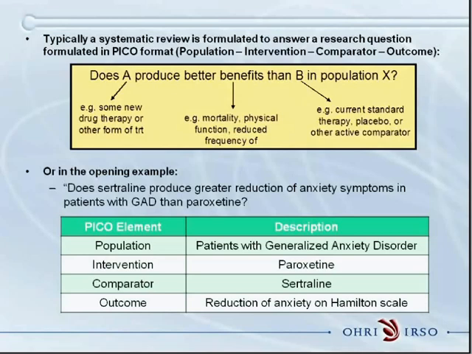We can certainly go back to our GAD example that I've mentioned, and we can frame the research question for that in our PICO format. And that's what I've broken down in the table below here. Our population could be patients with generalized anxiety disorder. Our treatment A and treatment B, or in other words, our intervention and comparator, are paroxetine and sertraline. And your outcome would be reduction of anxiety, for example, based on the Hamilton scale.